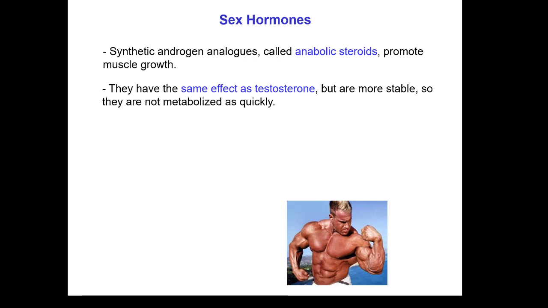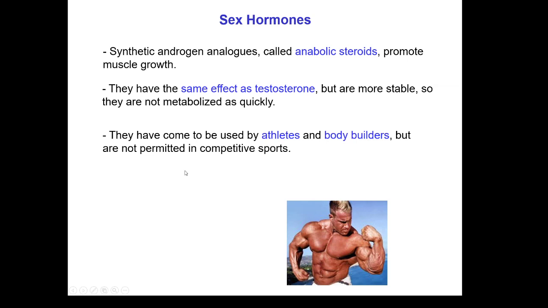And then what about the other ones? Androgen analogs are called anabolic steroids. Our anabolic steroids are the ones that produce or promote muscle growth. So androgen, which is normally found and created by the body, if we make analogs of those are the anabolic steroids that we talk about, that athletes use to get an advantage or whatever it is. They have the same effect as testosterone, but they're more stable, so they get metabolized a lot more quickly through the metabolic rate. Or they have a faster metabolic rate is what I'm trying to say here.